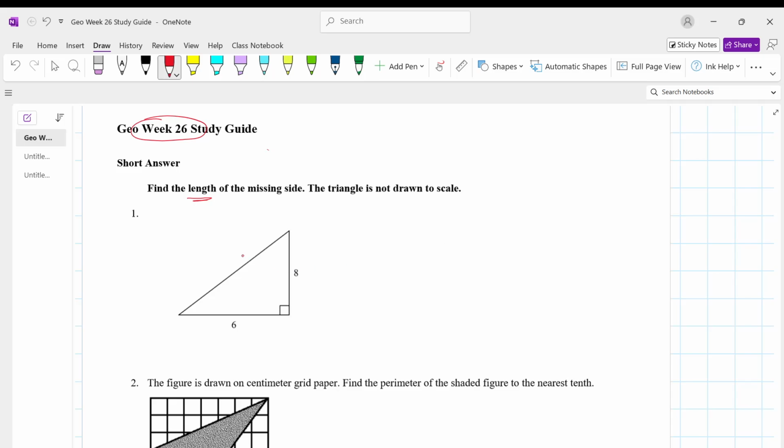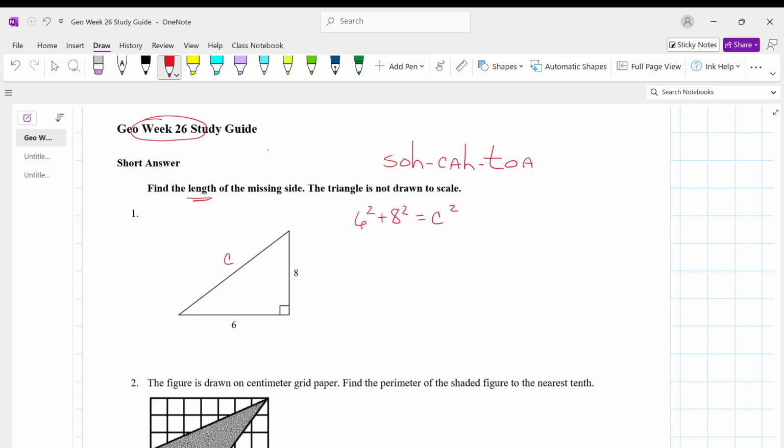All right, so we're finding the length of this missing side. We're still using this acronym, SOHCAHTOA. But in this case, we don't need to use sine, cosine, or tangent because we've just got a right triangle where we're given the two legs. So if we call this side C, we can do 6 squared plus 8 squared equals C squared.